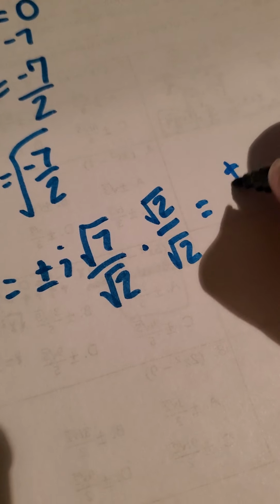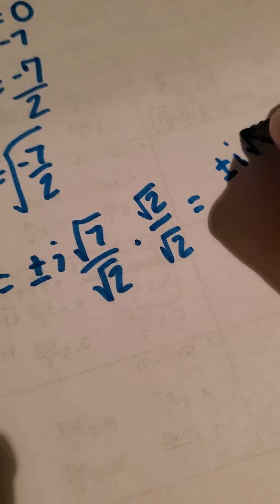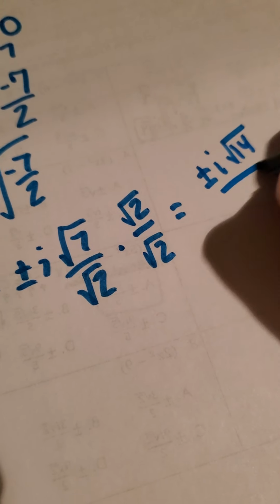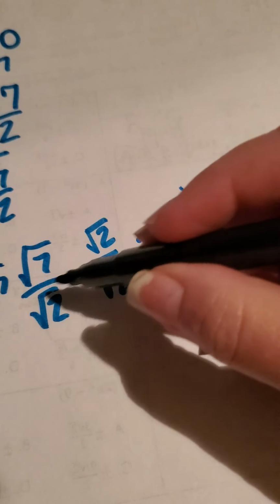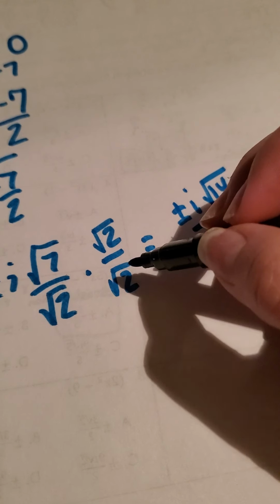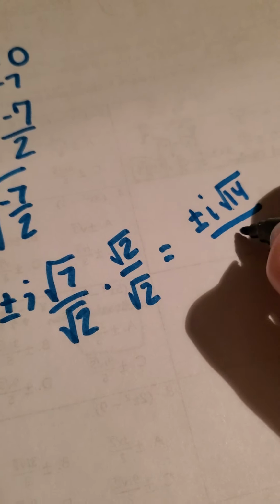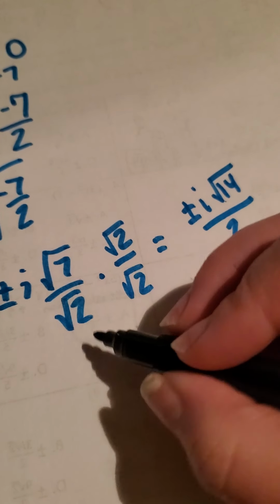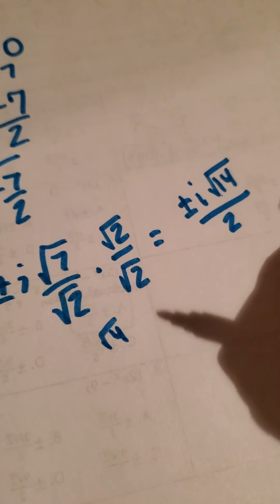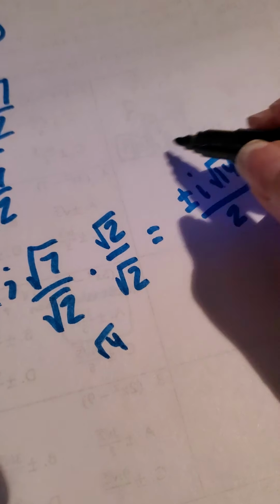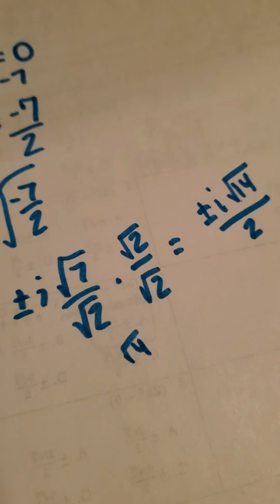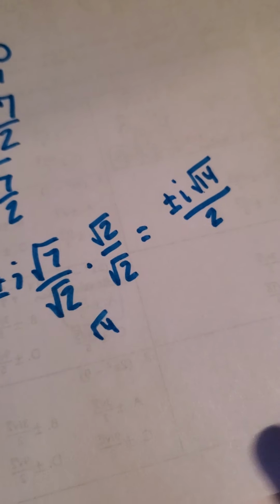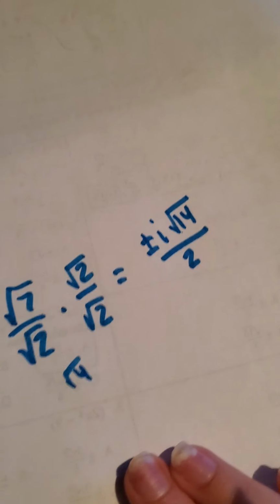So I'm going to go ahead and bring over my plus or minus and my I. 7 times 2 is 14. And down here I have the same radical, so the radical cancels and I just get 2. And that's because 2 times 2 is 4, and I would still have that in the radical, and the square root of 4 would be 2. And that would be my final answer. And it does have an I on it, so that means that it is a non-real solution.